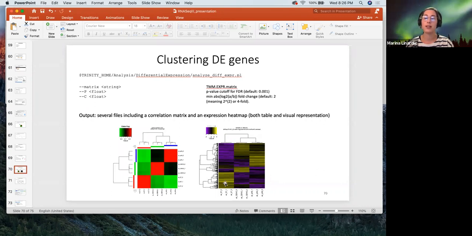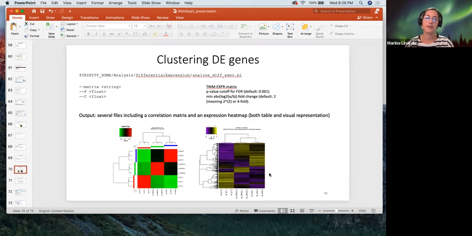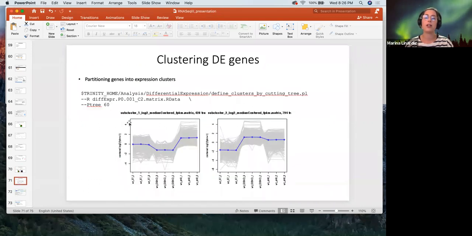You have heat maps like this that are separated by your samples, and it indicates any clusters, and it indicates when you have an overexpression and underexpression of specific genes or gene families. And with this, another useful thing that you can get out of Trinity is to cluster them by partitioning the genes. So each of these expression patterns can be visualized like this.